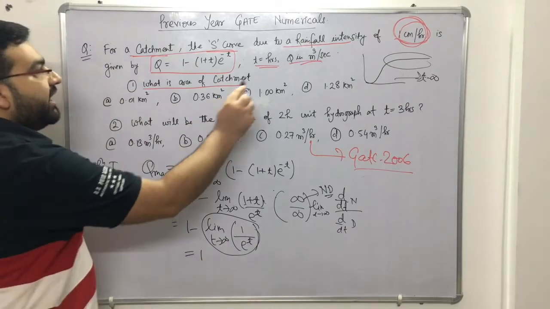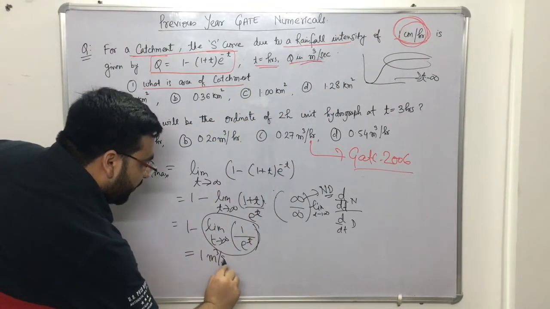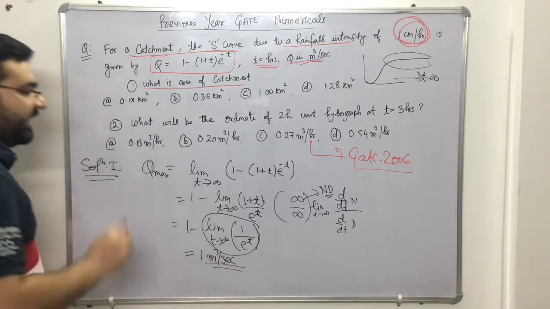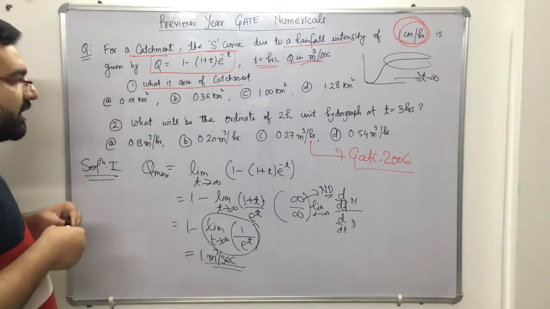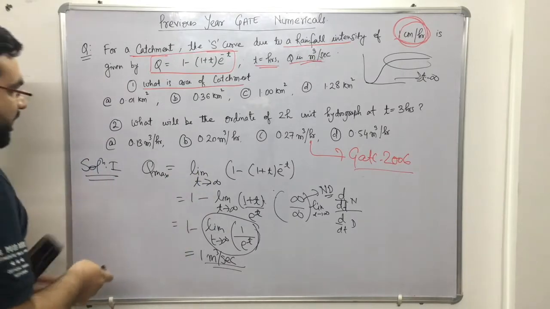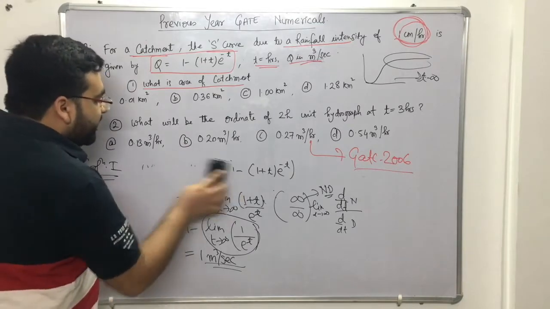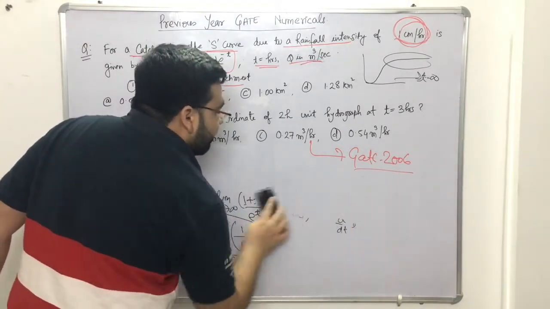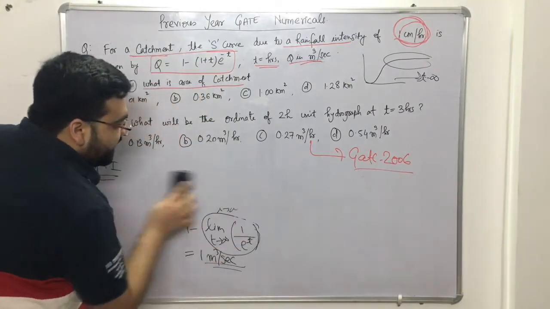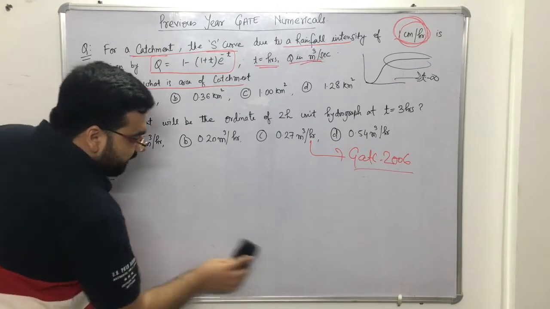And Q is given in meter cube per second. So Q max or Q equilibrium is 1 meter cube per second, right? Now that we have determined the Q max or Q equilibrium, it is just a cakewalk to determine the area of catchment. Even if you don't know the formula, just by comparing the units, you can determine the area of catchment. So Q is 1 meter cube per second.